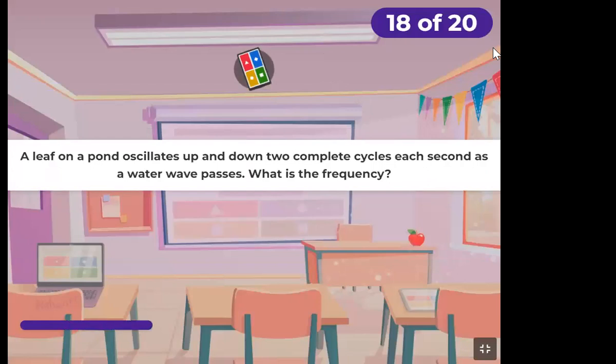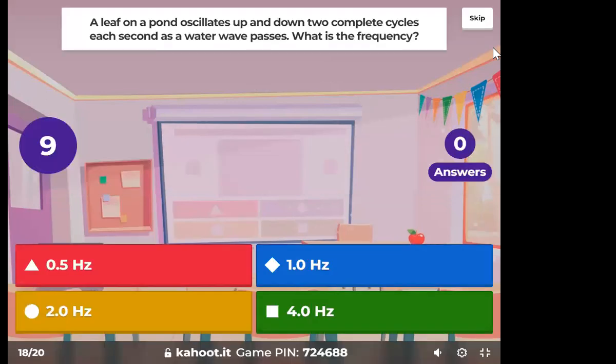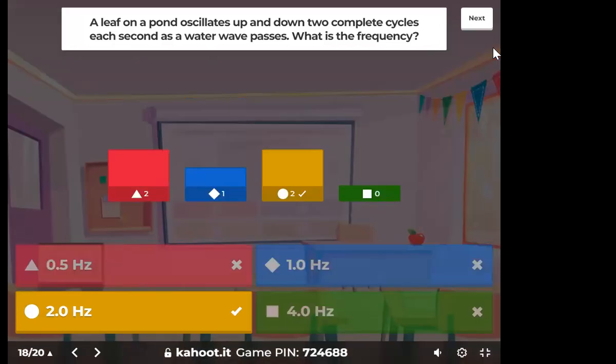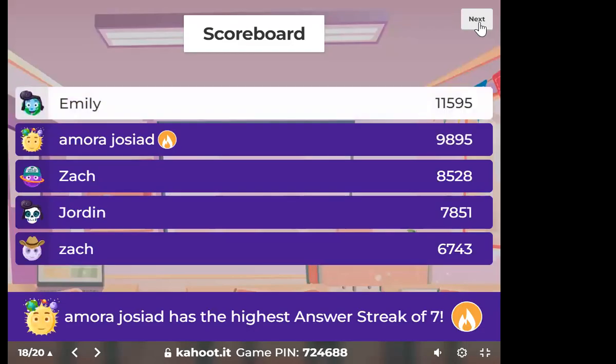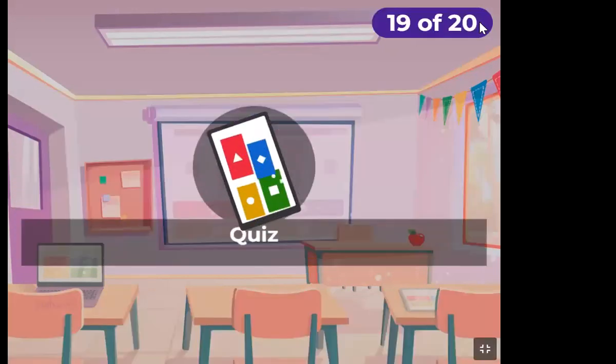A leaf on a pond oscillates up and down 2 cycles every second as a wave passes. What's the frequency? Bob, bob, bob, bob. Yeah, that's 2 cycles per second. Call that 2 hertz. And what would the time period be between bobs? About half a second, right? I got Zach, Jordan, more Josiah, Emily.